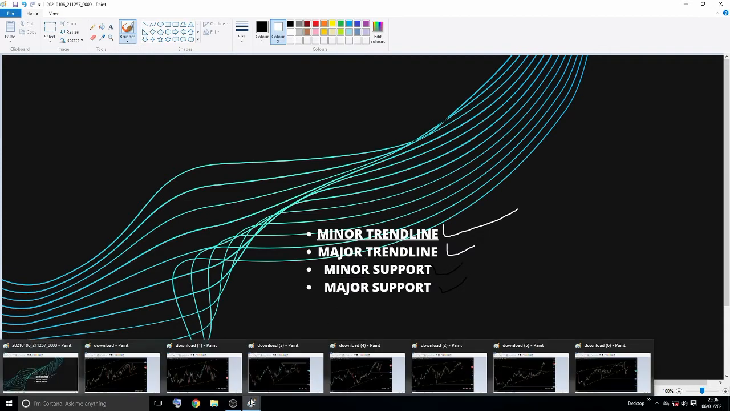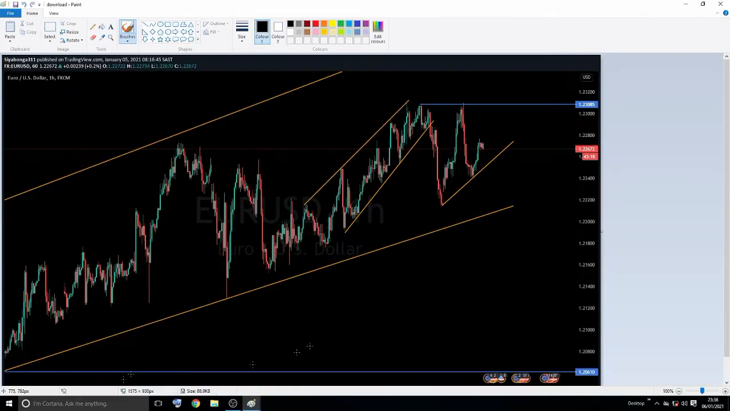It's not a live market. It's just screenshots that I took on my last analysis. So let's take a look at them. On this one we have a minor trend line and a major trend line.